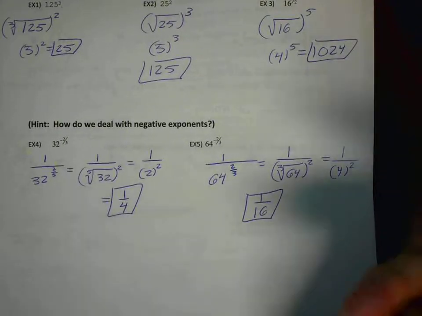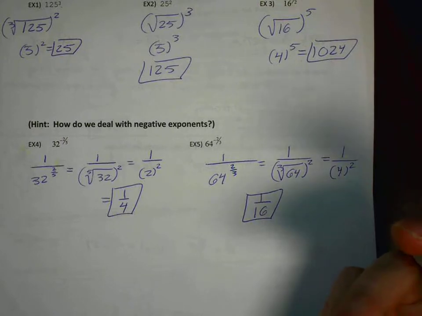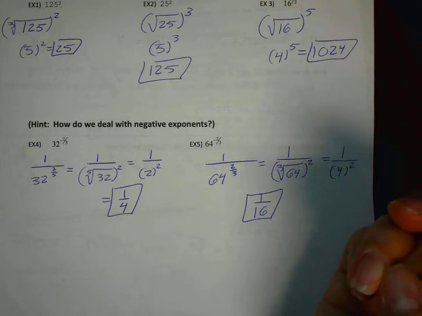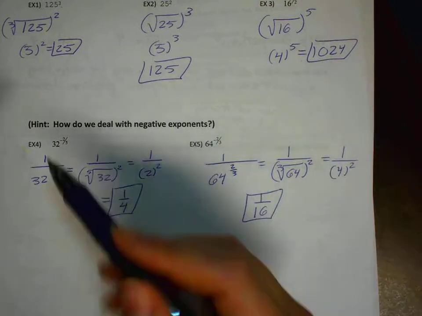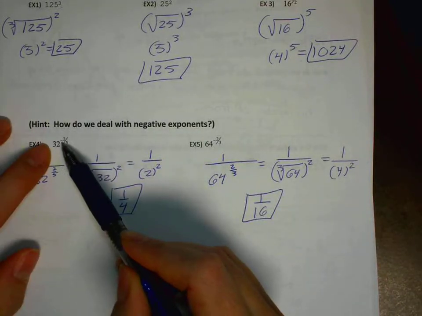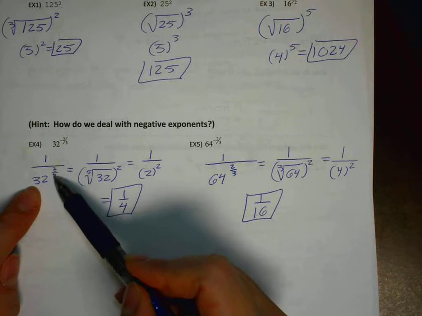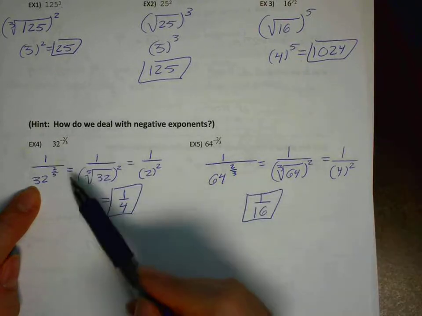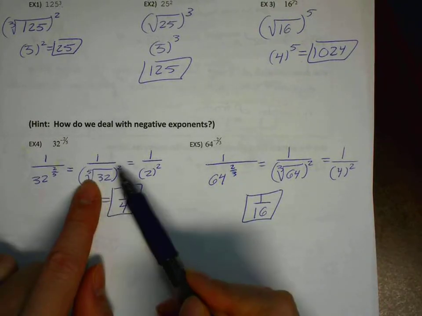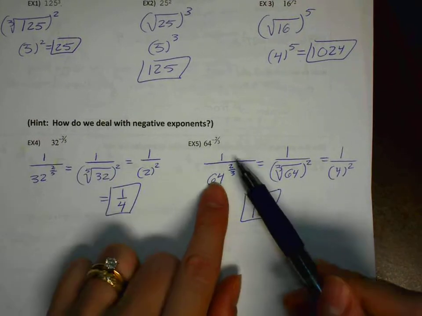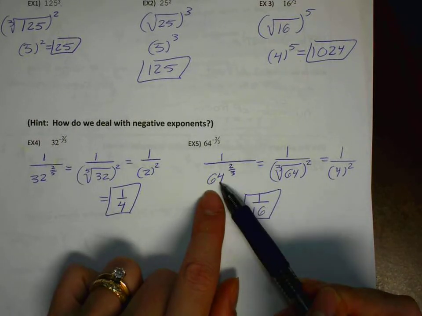And negative exponents just means I flip it, right? I'm not allowed to have negative exponents, so I just switch it. So this moves down to the denominator, and I put a 1 on top, and it becomes a positive 2/5 when I move it. And then I can take the 5th root of 32 and square it. Or this one. I move this down to the bottom, take the cube root of 64 and square it.